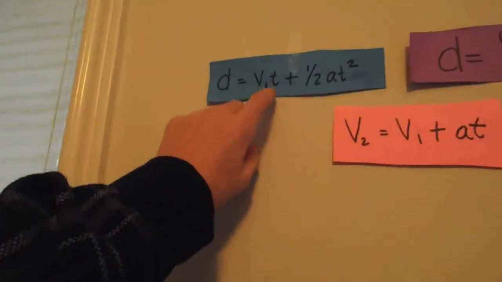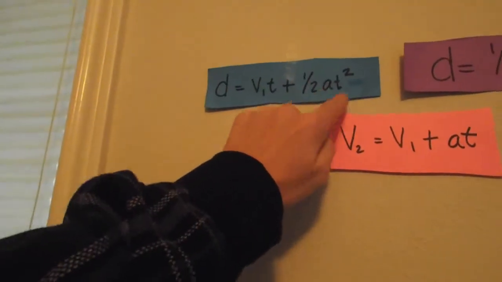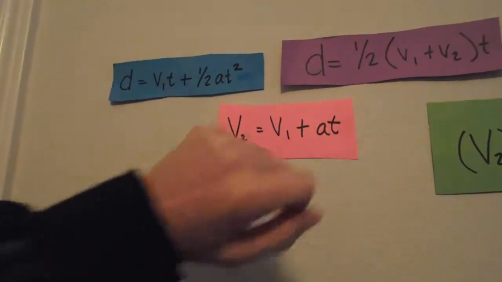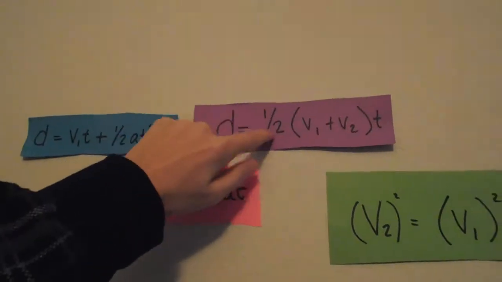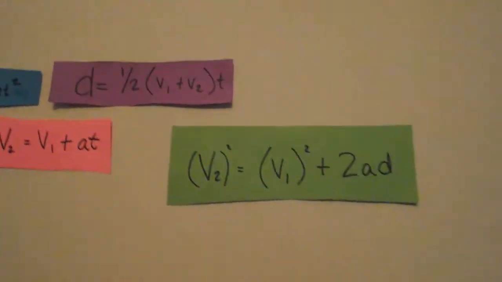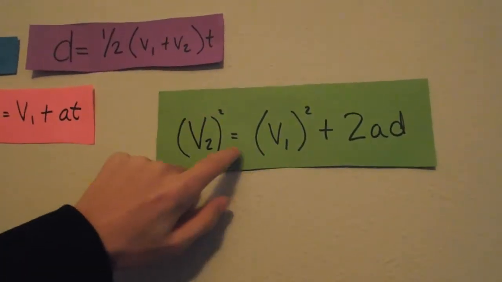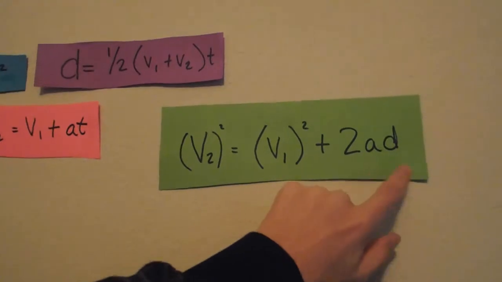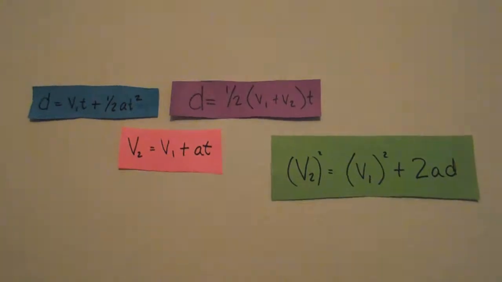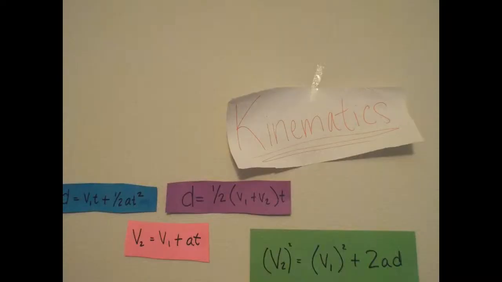We got all 4 clues. We have D equals V1T plus 1/2 AT squared. V2 equals V1 plus AT. D equals 1/2 parenthesis V1 plus V2 in parenthesis T. And V2 squared equals V1 squared plus 2AD. Now we know kinematics! And that was Blue's Clues!